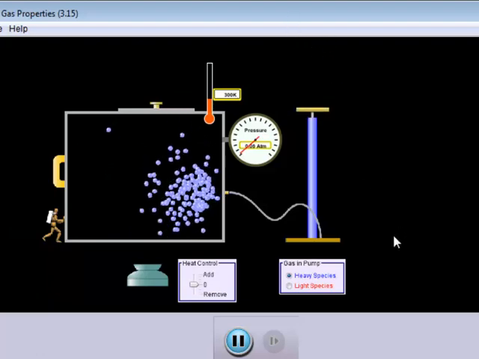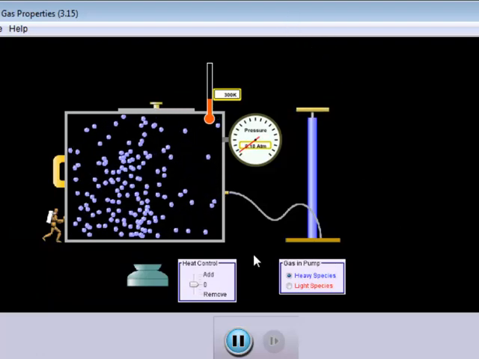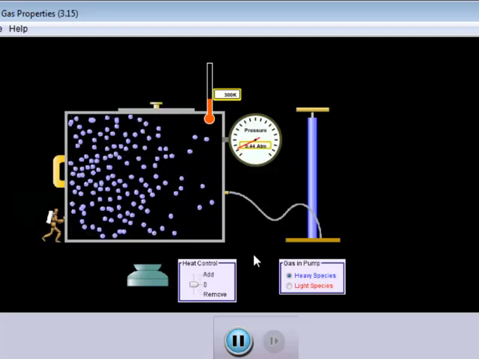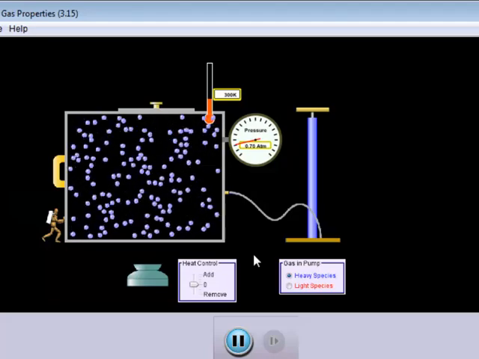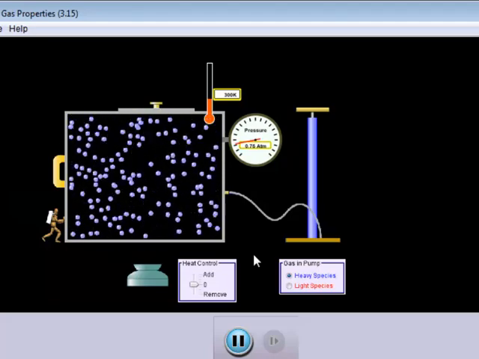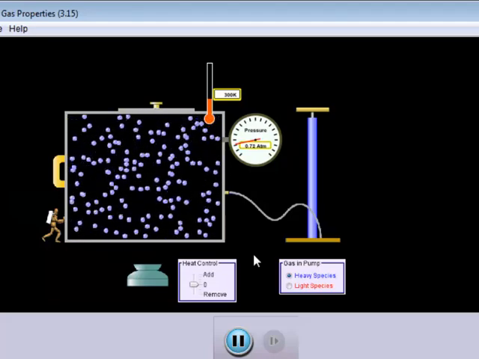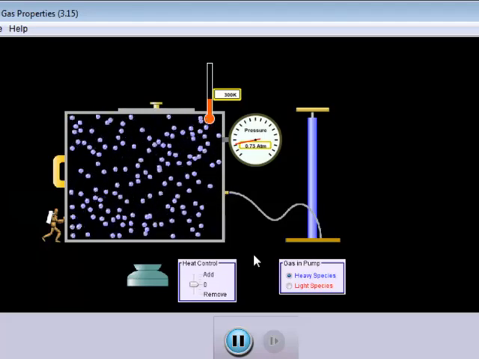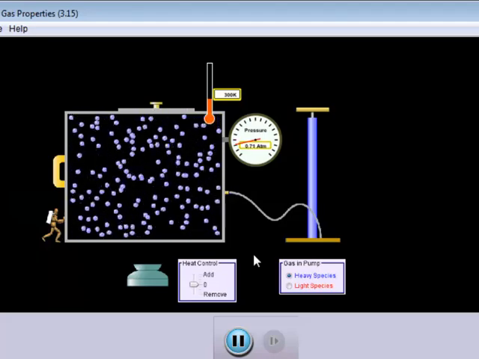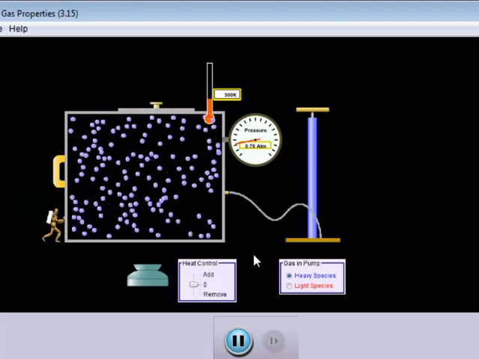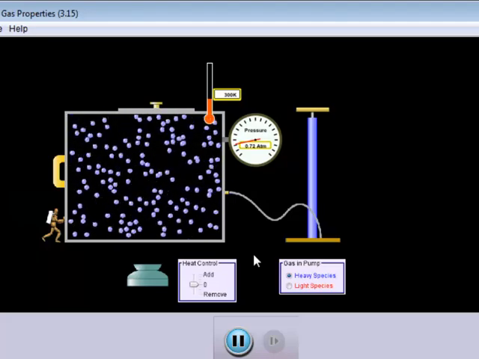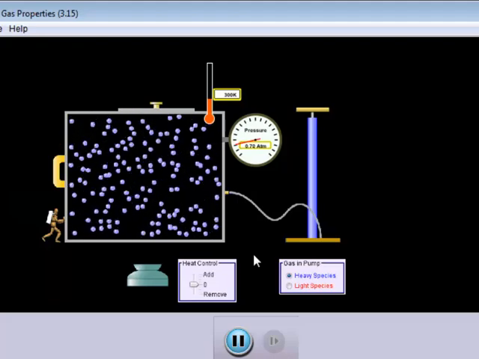And now we can see that we have a significantly larger number of collisions with any given wall per second. And this means that the force over any given time is going to be significant, and that means that the pressure will also be significant.